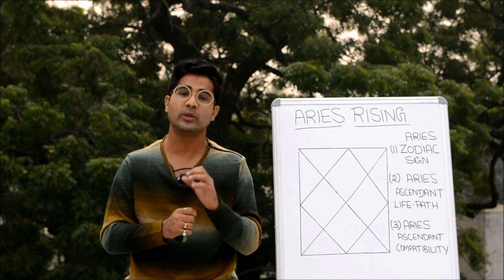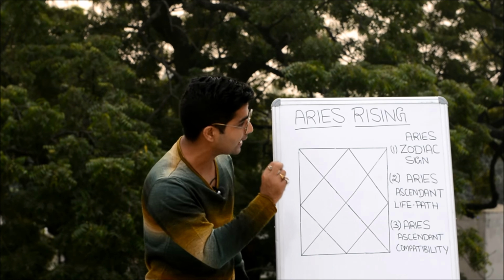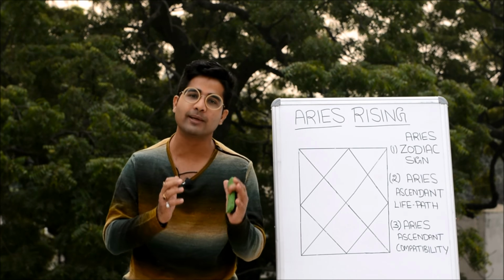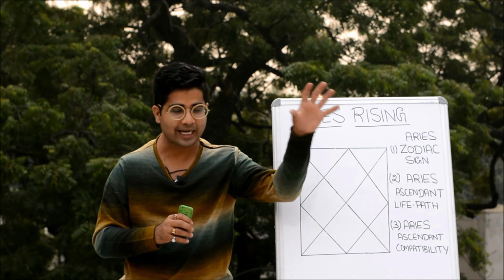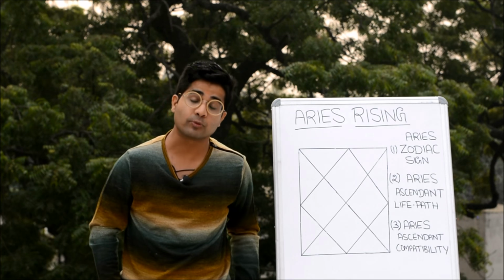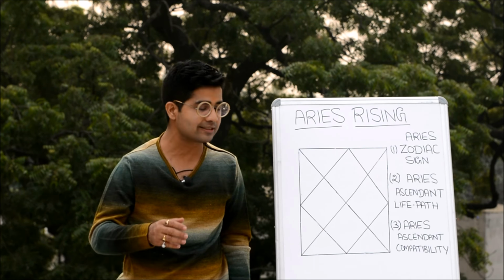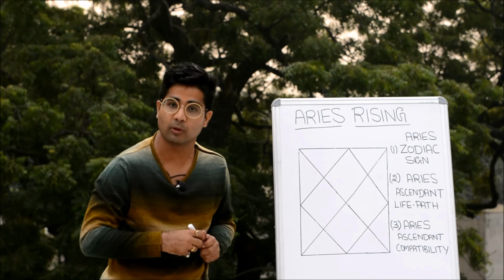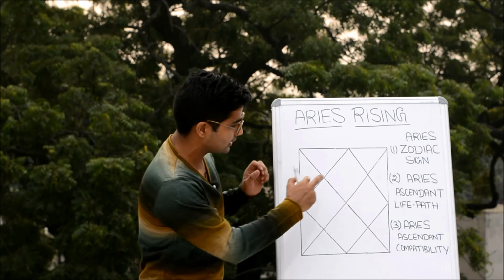Now, when you find this sign rising on someone's ascendant, the question comes: what do I mean by ascendant? Ascendant is the sign which was rising on the eastern horizon at the time of your birth, and this is very important because it acts as a foundation of your whole astrological chart, of your whole life path. So let's say, what do I mean by that? Aries is number 1. So this is your ascendant.